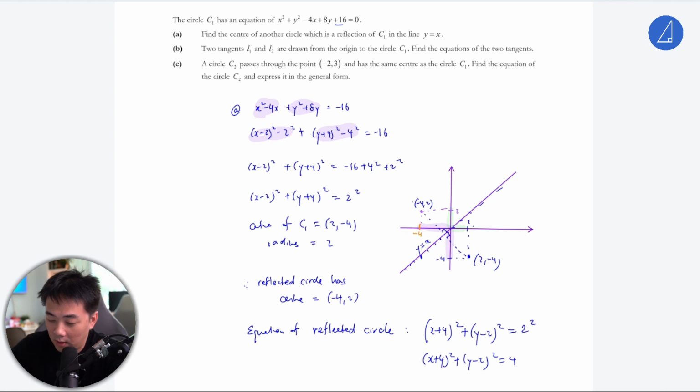But in fact, what you can do is you just flip the x and y, and you'll get the same answer. Meaning x becomes y, y becomes x. You will still get the answer. That's the faster way to do it.